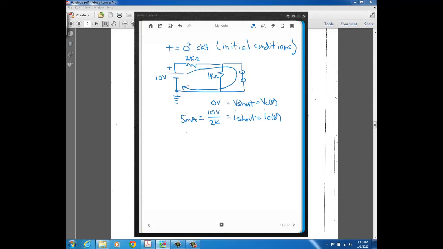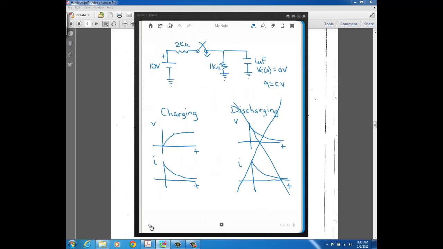Okay, so if we go back here, we now know that this voltage curve here starts at 0, and we also know that this current for the capacitor, well, this is 5 milliamps.